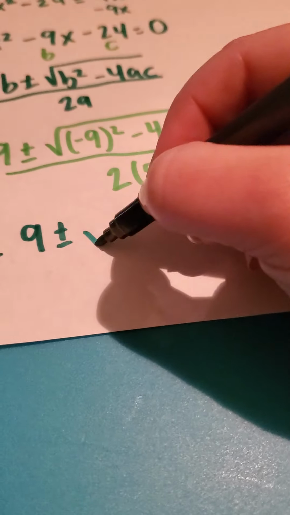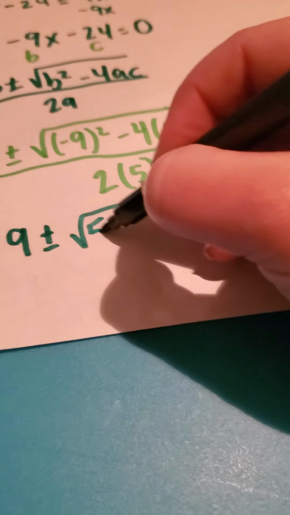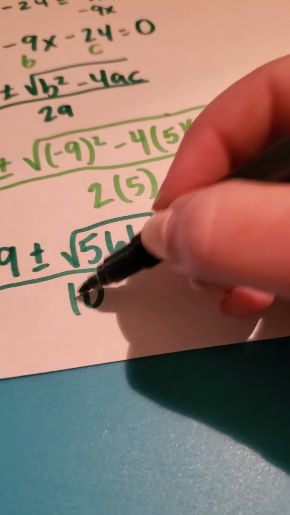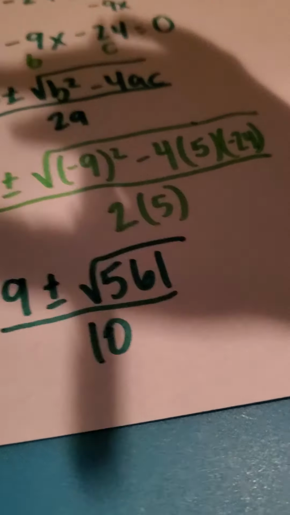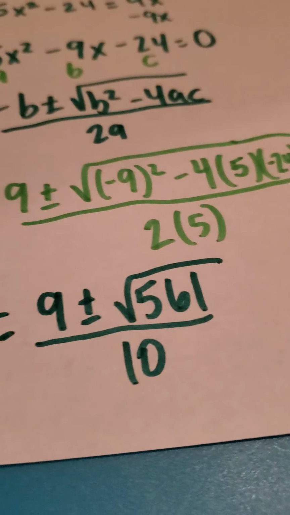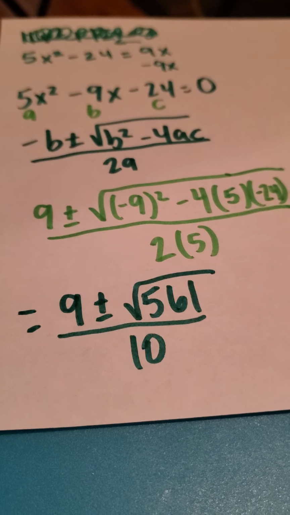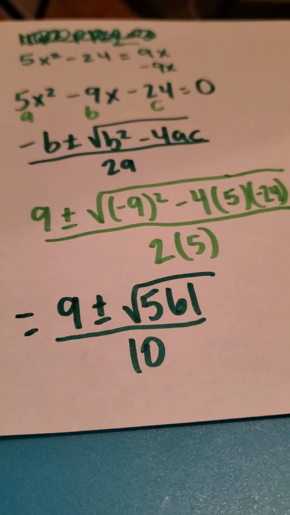9 plus or minus the square root of 561. That number now replaces all this. And then 2 times 5 is 10. From there, I'm going to look at my answer choices and see if I see that. That is in my answer choice. So I am able to stop, and that would be my answer.